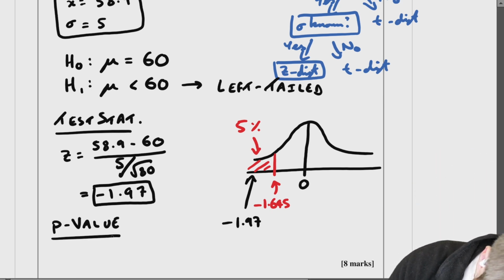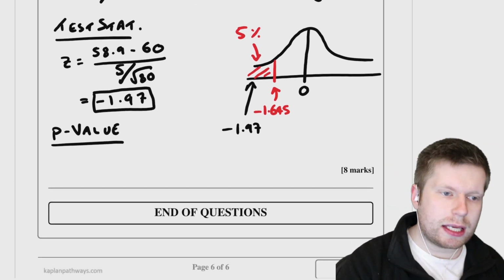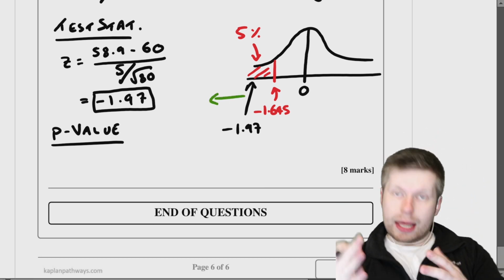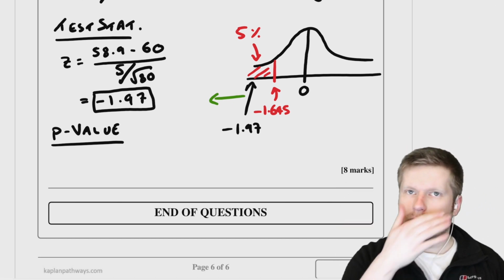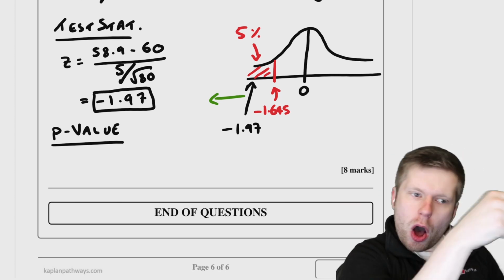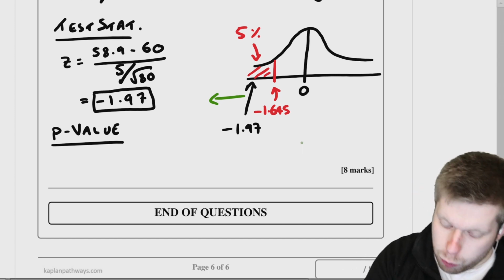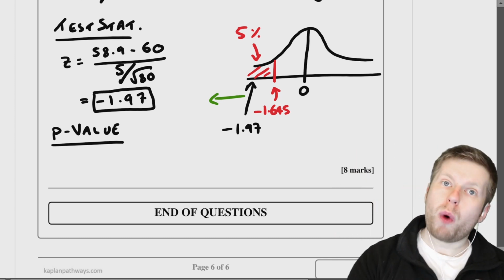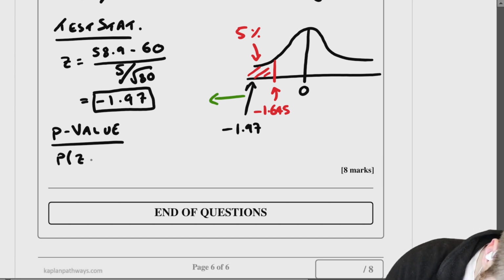To calculate the p-value, I'm looking for the probability of obtaining a value more extreme than this sample. In other words, I'm looking for a value which lies at negative 1.97 or less, so further than negative 1.97 units of standard deviation from the hypothesized mean. That's more extreme. It's further towards the critical region, or further inside the critical region. It wouldn't be this way, because that's moving towards the hypothesized mean. I want to be moving away from the hypothesized mean. So therefore, I want to find the probability on my Z tables that I end up with a value less than negative 1.97.